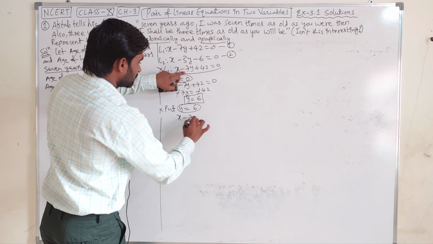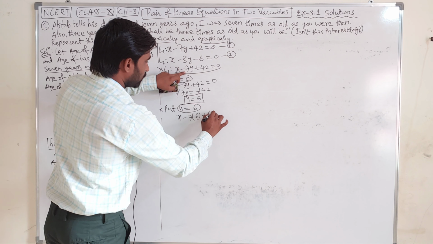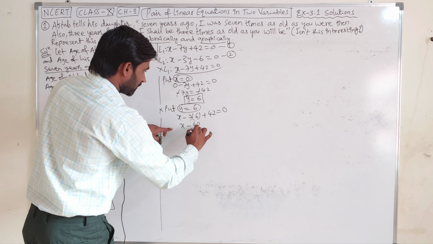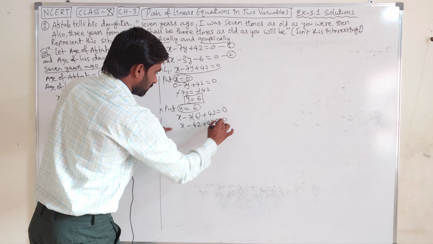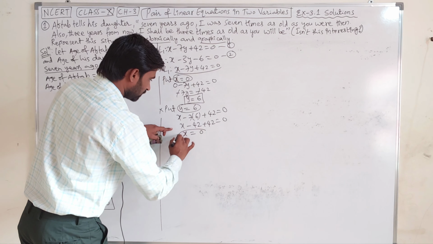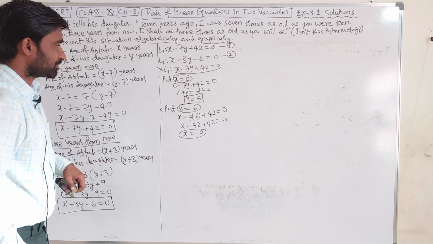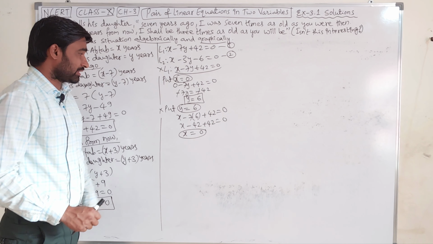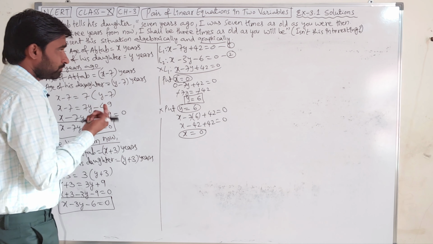x minus 7 times 6 plus 42 will be equal to 0. So x minus 42 plus 42 will be equal to 0. So x will be equal to 0. So these are the two solutions for equation 1. Next, for equation 2, we need two solutions.